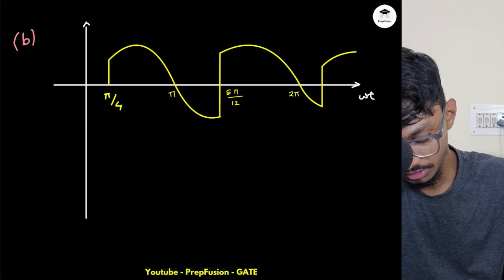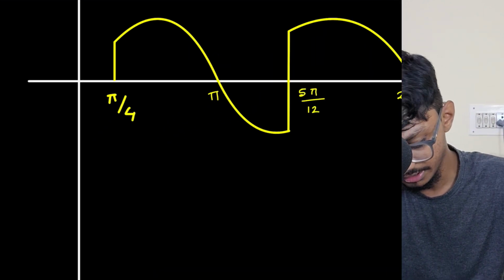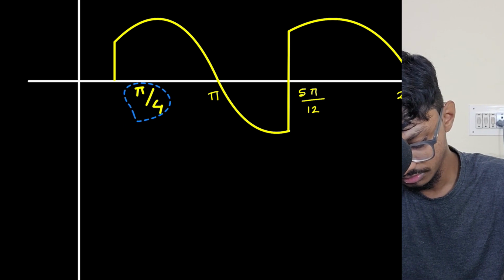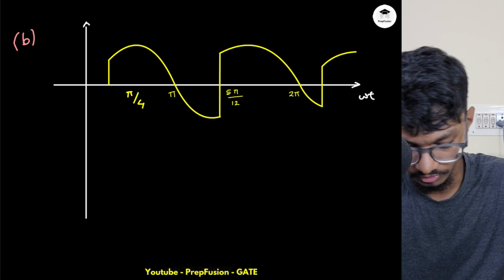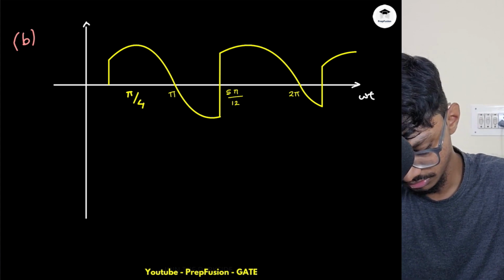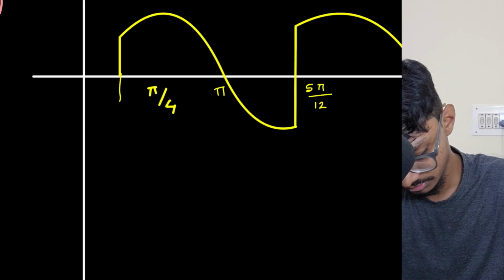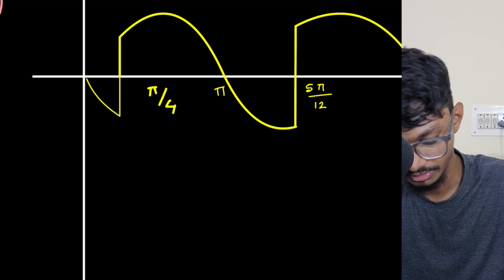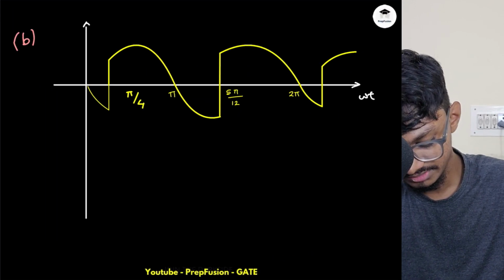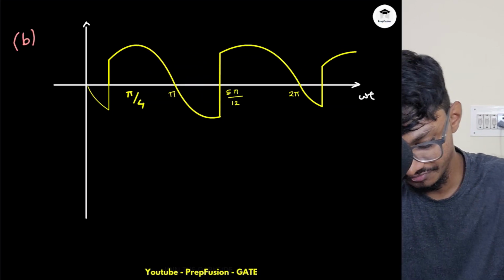This is pi by 4. And right here, before pi by 4, this was just negative only, coming from here. Okay, so this is the case, basically. This is the waveform. This is my VO waveform.